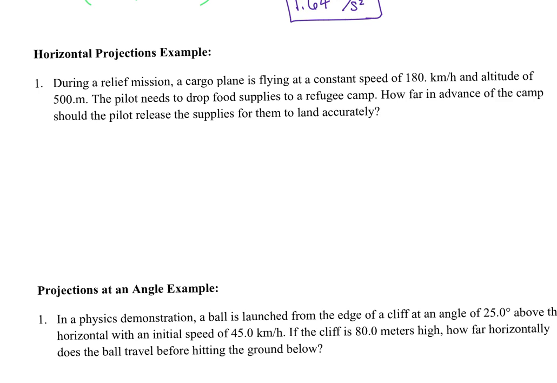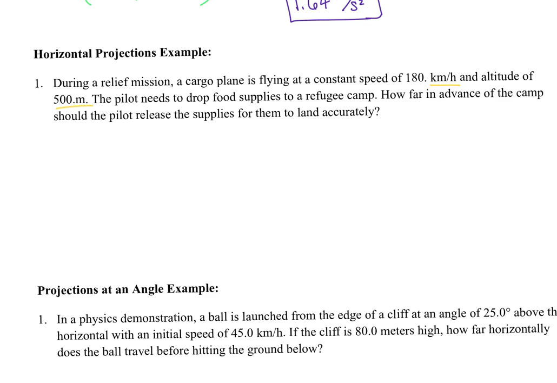So it says, during a relief mission, a cargo plane is flying at a constant speed of 180 kilometers per hour and an altitude of 500 meters. The pilot needs to drop food supplies to a refugee camp. How far in advance of the camp should the pilot release the supplies for them to land accurately? So again, I want to point out some units. They've given me kilometers per hour, but then meters here. So again, before you start this process, you want to make sure you're doing your conversions.